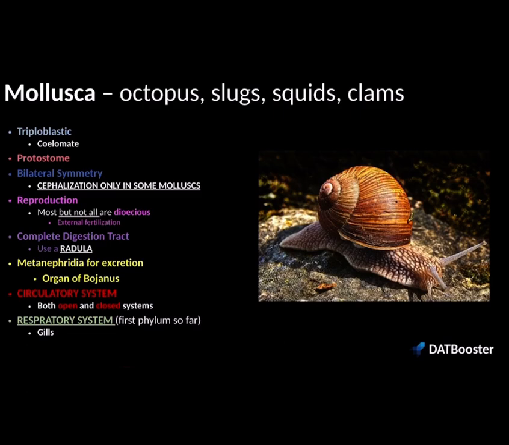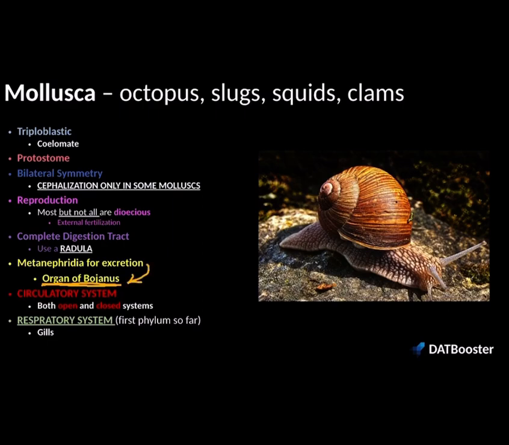So as we've gone through these phyla, they've gotten more complex, right? More advanced. So it makes sense that mollusks have a complete digestive tract. They have a one-way digestive tract with a mouth and an anus. They also use a specialized structure that we're going to look at called the radula for digestion. And just like annelids, they have metanephridia for excretion. Now, metanephridia are also analogous to the Bojanus organ, which is just specialized for mollusks.